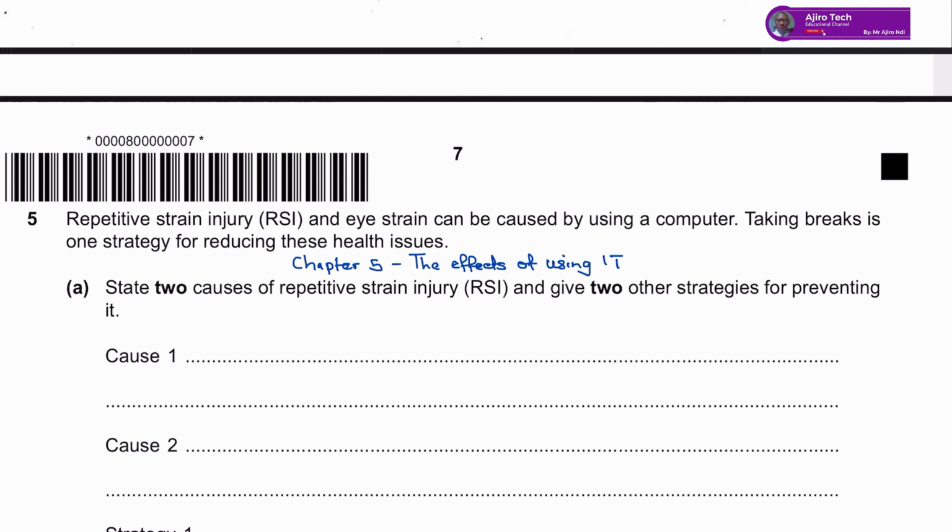And if you wonder what RSI is, it simply means damage to fingers and wrists caused by the continued use of typing and mouse, right? So, what are the causes? Let's look at it. So, excessive use of a mouse. That's cause one.